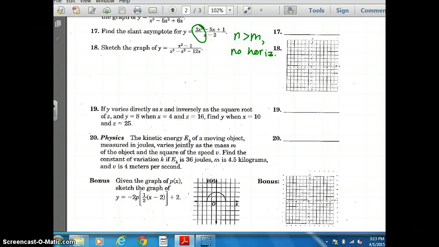I'm going to do my work here under number 18 for just a moment. We have 3x squared minus 5x plus 1, and we want to divide that by the denominator, which is x minus 2. Make sure that you're not missing any terms in descending order, like for the second power, first power, 0 power. Make sure you're not missing anything.